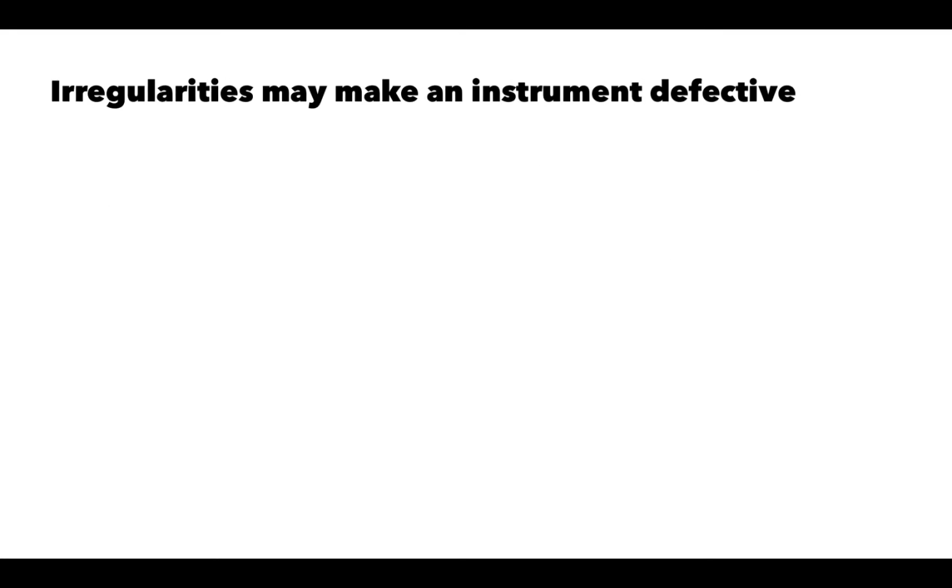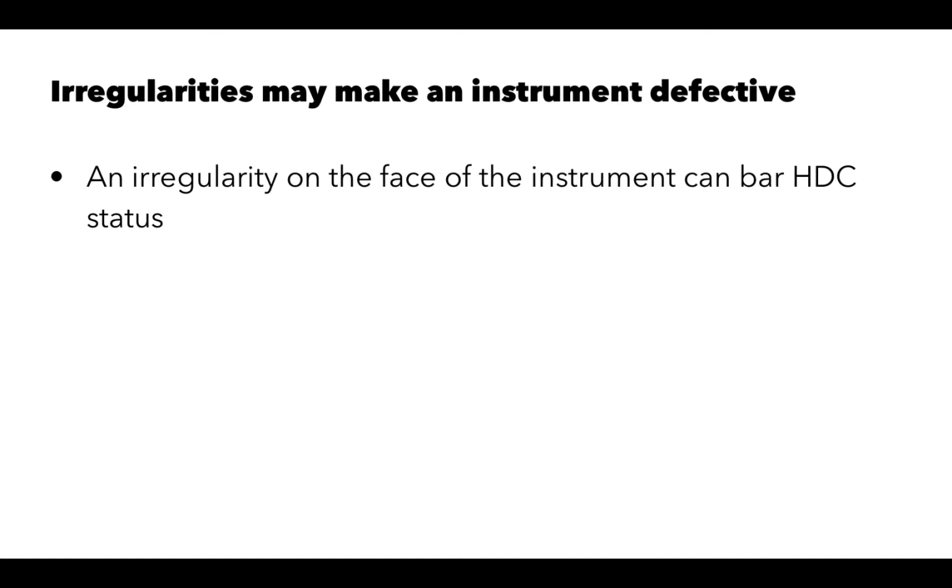Irregularities can make an instrument defective. Any sort of irregularity on the face of the instrument can prevent HDC status. Any irregularity on the face of the instrument calls into question its validity or its ownership, if it creates ambiguity, for instance, as to which party to pay.